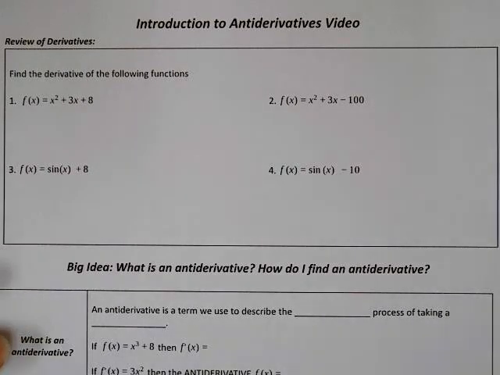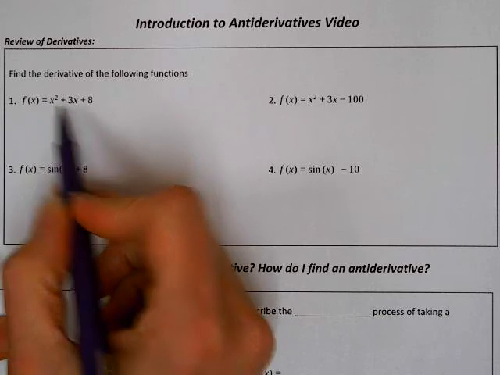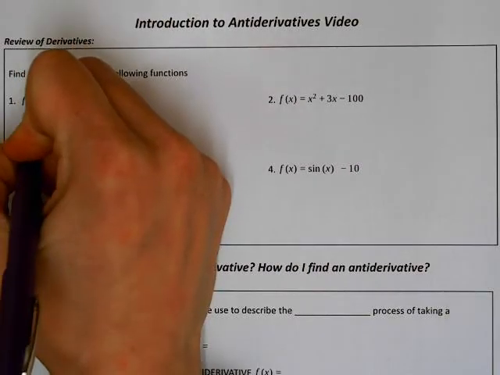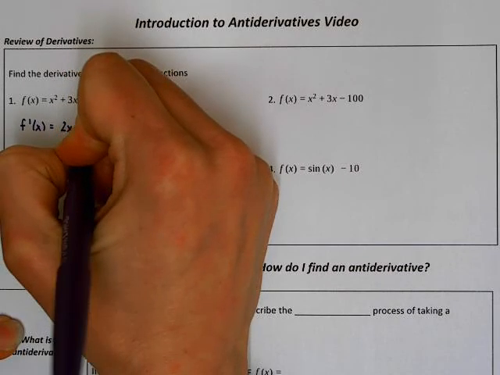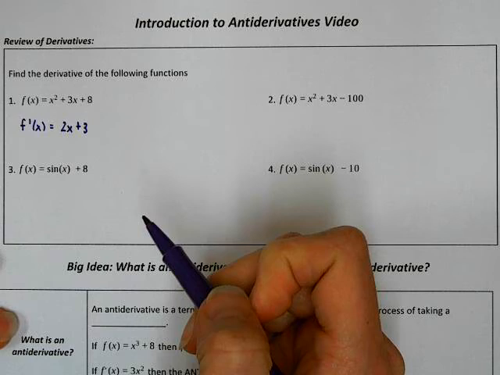So for number 1, it says to find the derivative of the following function. Now this is just a nice polynomial and I can use my power rule to find the derivative. So f prime of x is just going to be 2x plus 3, because I know the derivative of that constant 8 is just going to be 0.